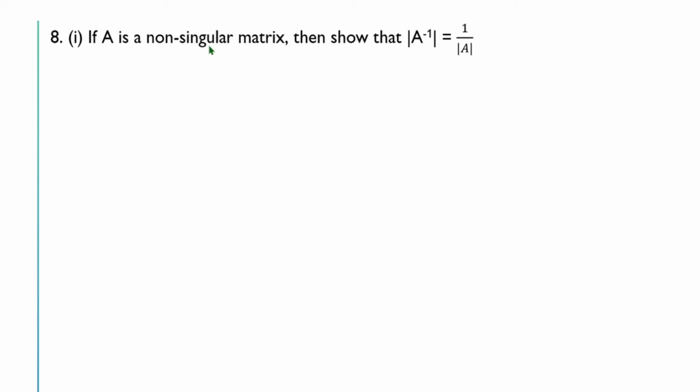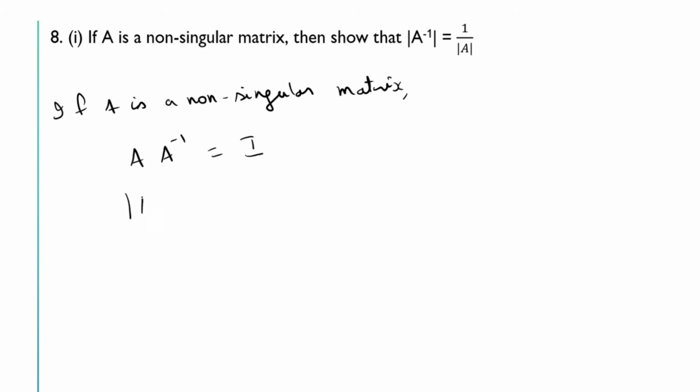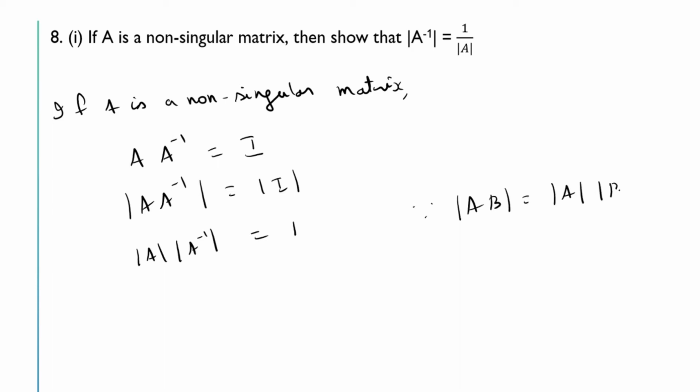Next question, if A is a non-singular matrix, then show that determinant of A inverse is equal to 1 by determinant of A. We know that if A is a non-singular matrix, then by the definition of inverse, we have A into A inverse equal to I. So determinant of A into A inverse equal to determinant of I, or determinant of A into determinant of A inverse equal to 1, since we know that determinant of AB is equal to determinant of A into determinant of B. And we know the determinant of the identity matrix is equal to 1. So determinant of A inverse is equal to 1 by determinant of A.